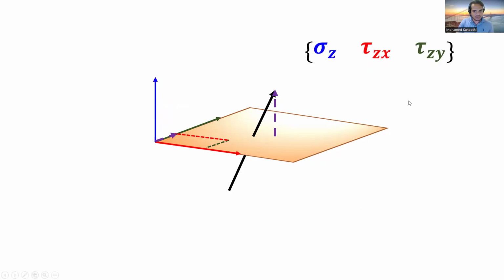So you know the first letter of the subscript represents the normal direction of this particular plane. In this case, my normal direction is the z-axis. That is why all the first subscripts start with z. Okay. So now I have considered only one plane.